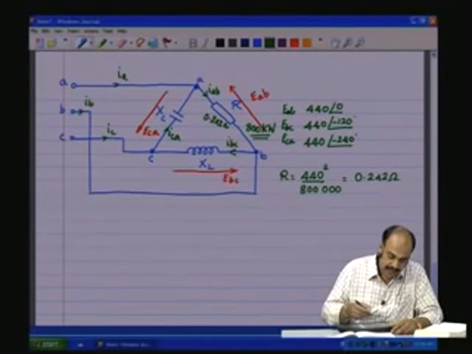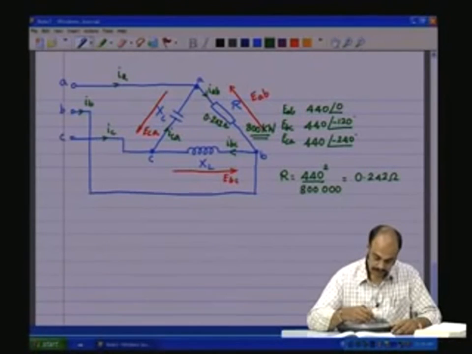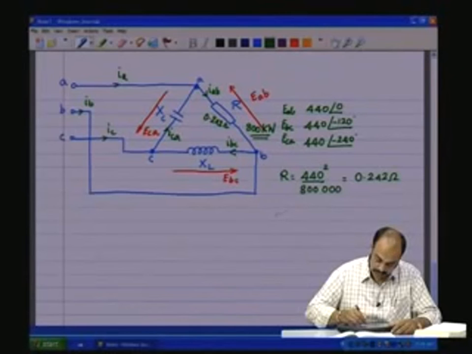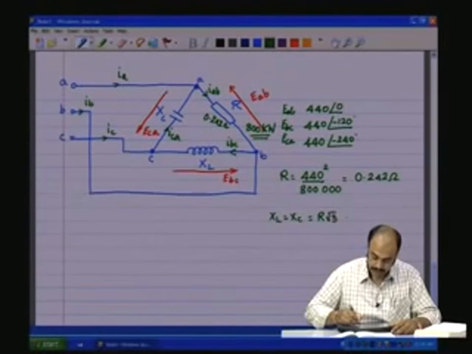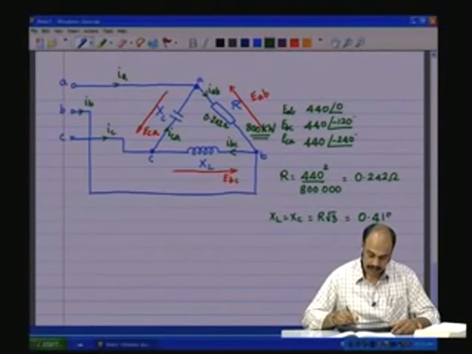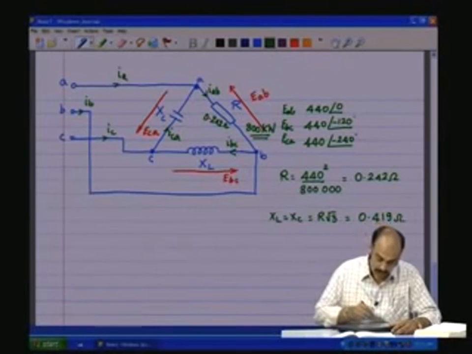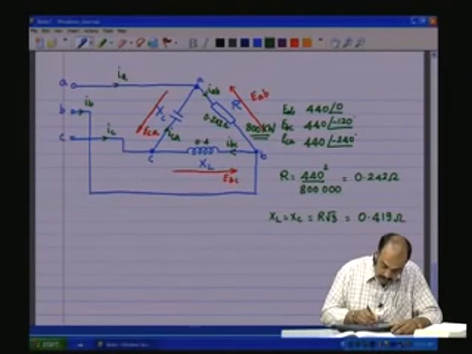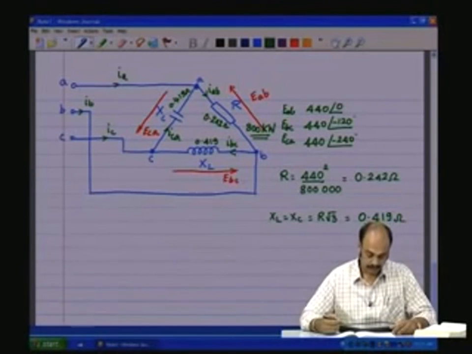The value of XL and XC should be equal to R root 3, and that is 0.419 ohms. So, we put here 0.419 ohms, 0.419 ohms here also. One is capacitive, one is inductive.